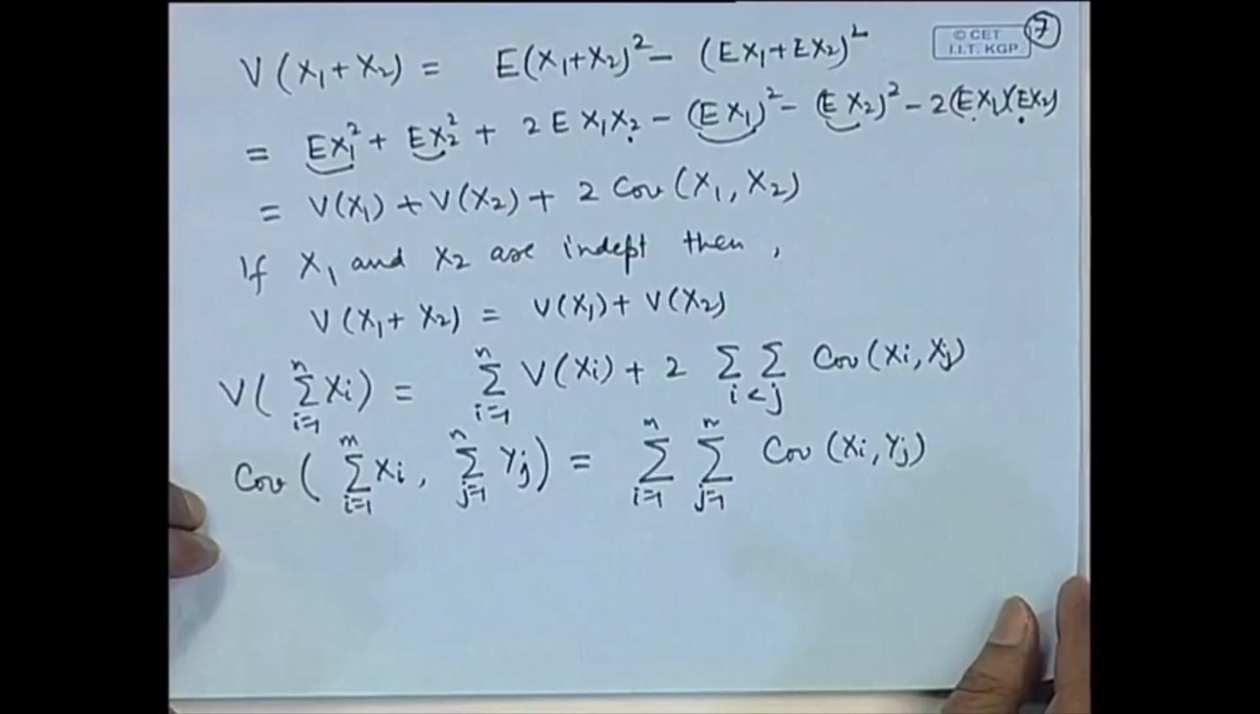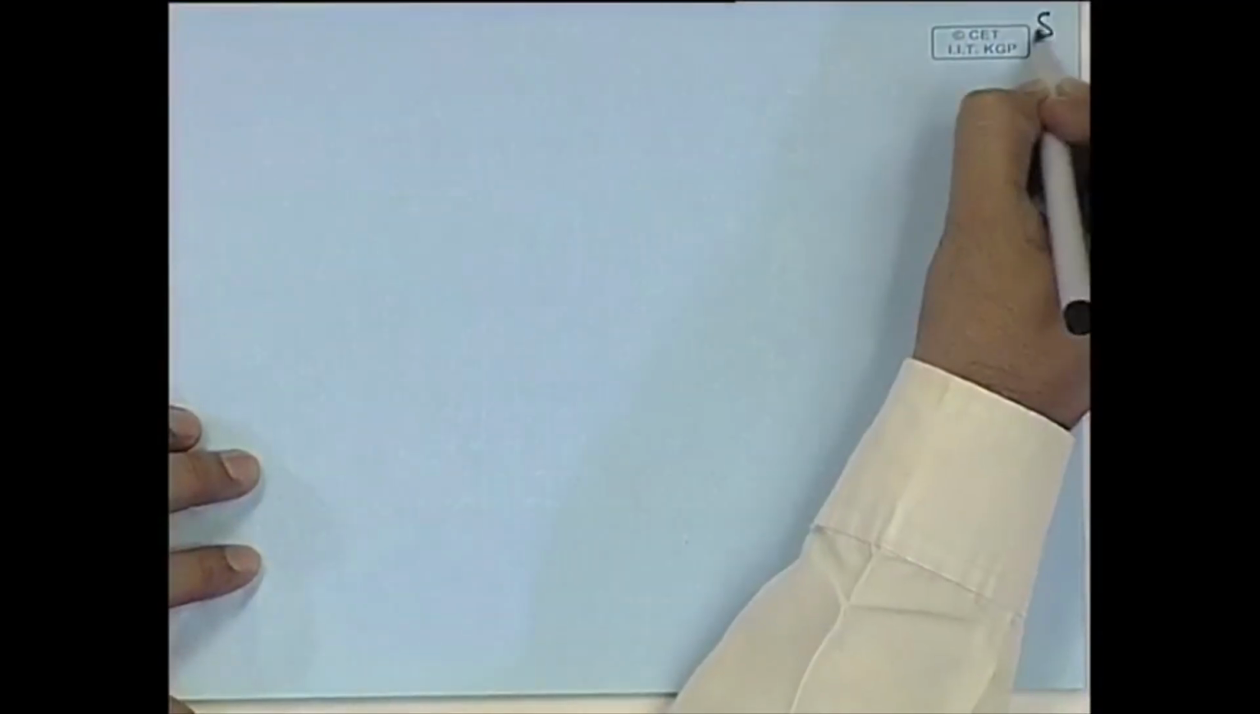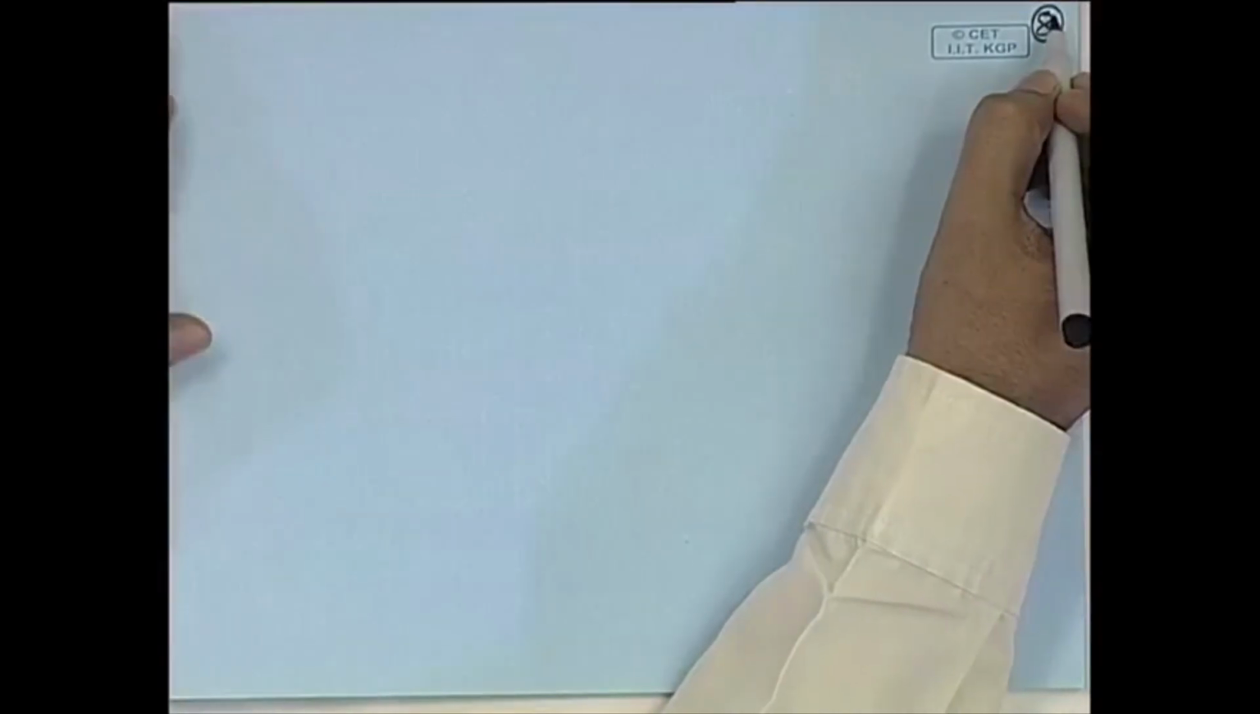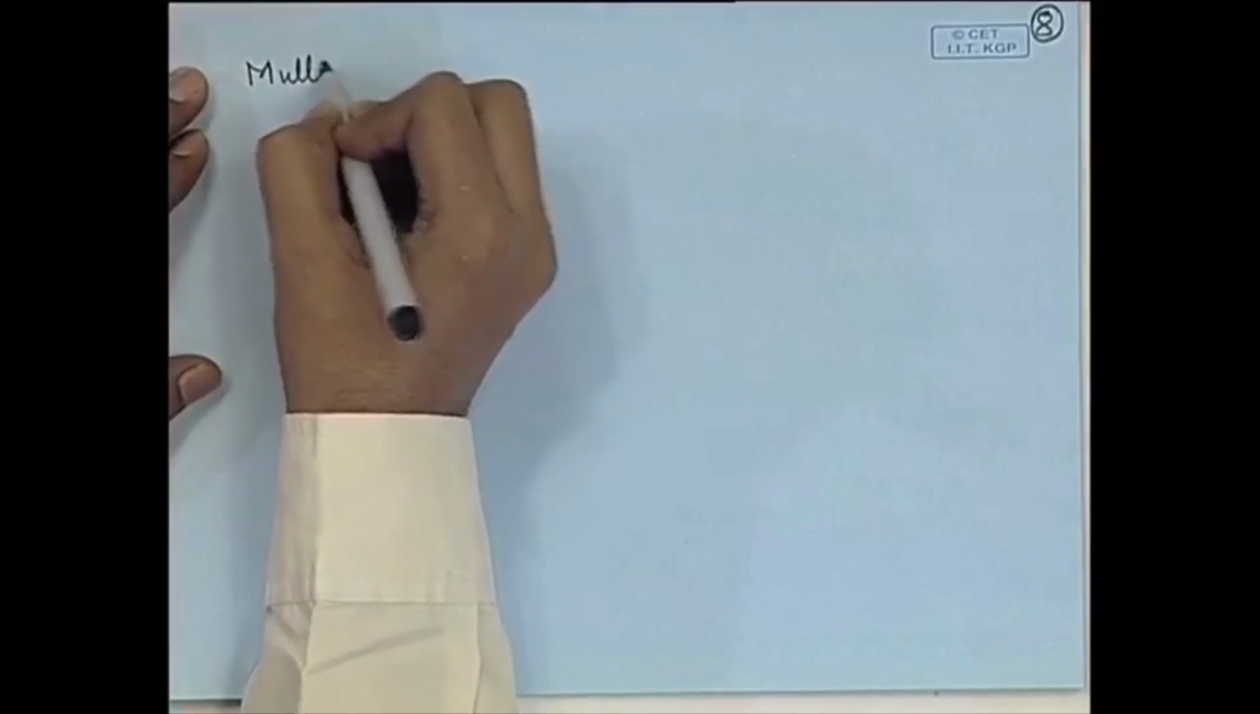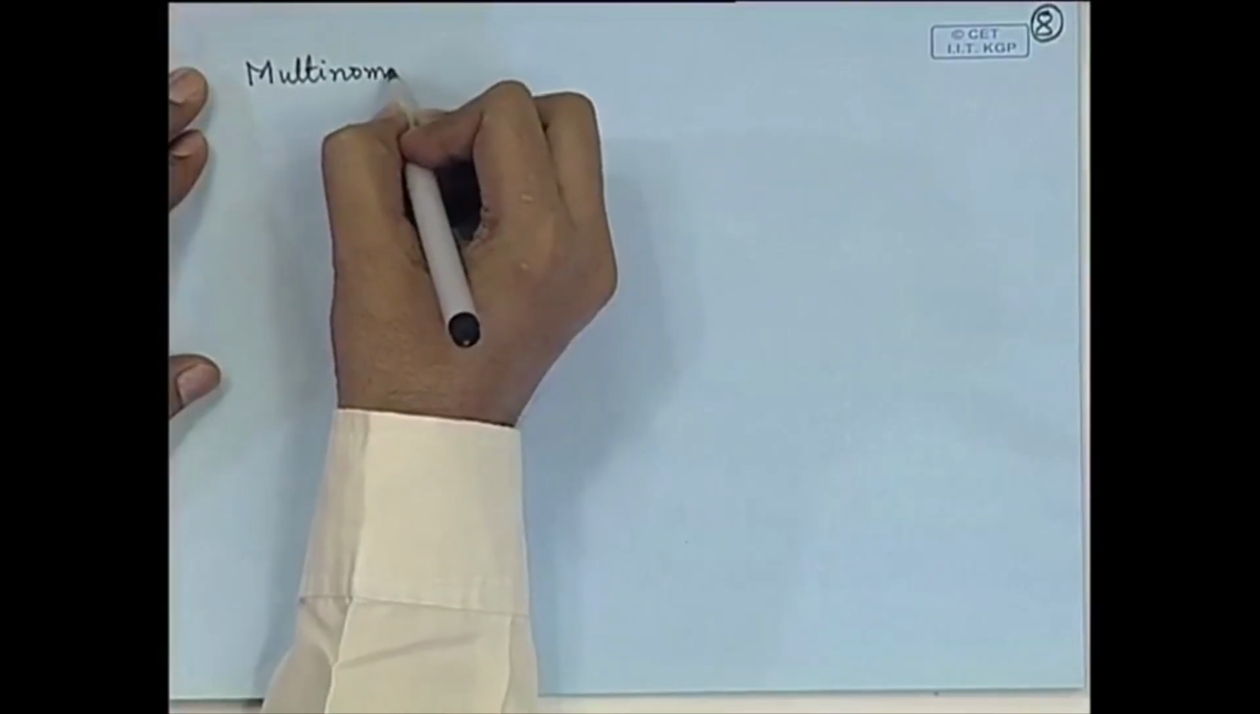We will consider a few multivariate distributions which are quite commonly used. One of them is a generalization of the binomial distribution, the so-called multinomial distribution.